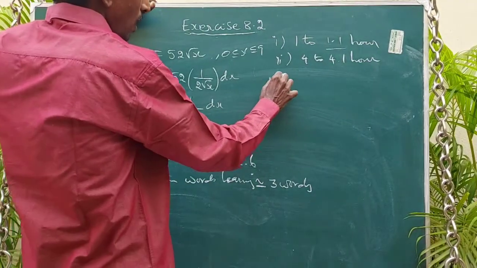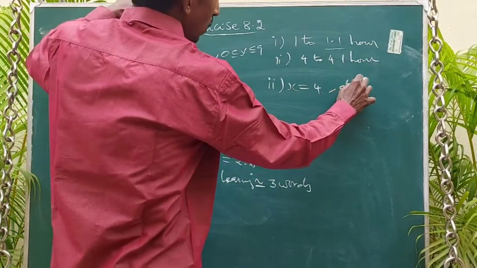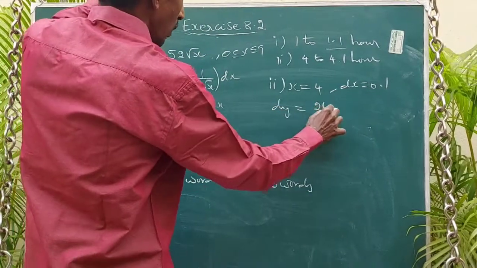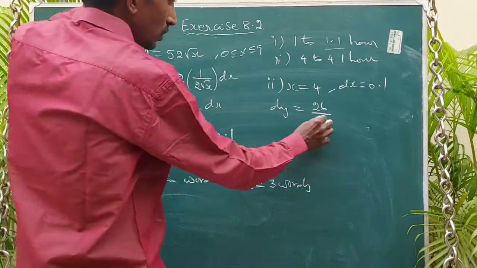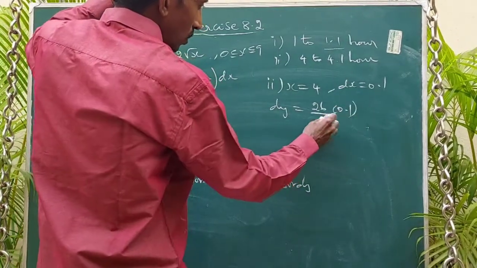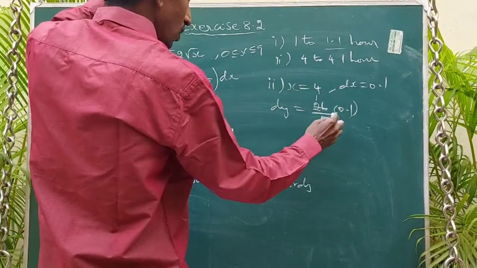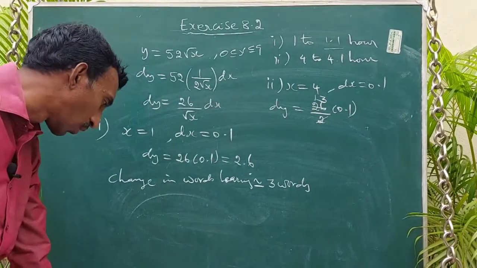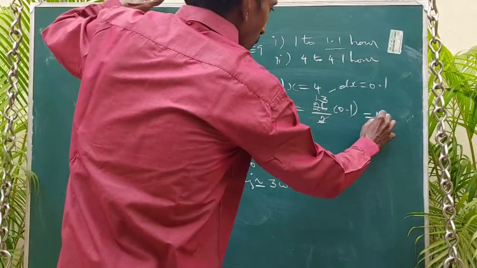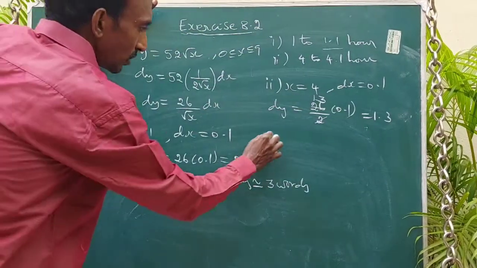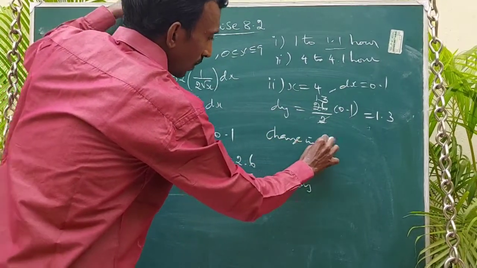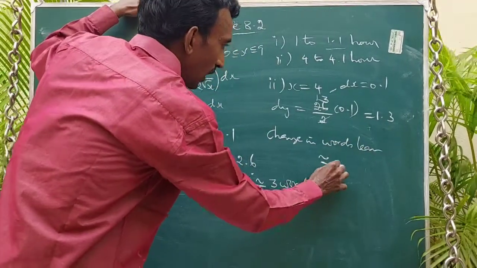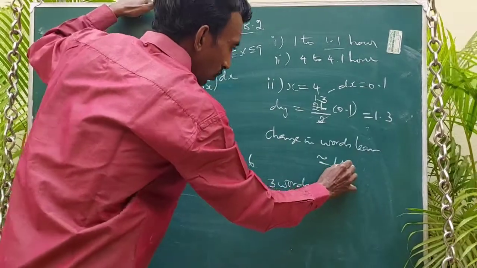Second subdivision, put x equal to 4 and dx equal to 0.1. So dy equals 26 by square root of 4, which is 2, into 0.1. So the 2 cancelling, we are getting 13 into 0.1, so it is equal to 1.3. So the change in words learned is approximately 1.3. The nearest integer is 1. So 1 word.